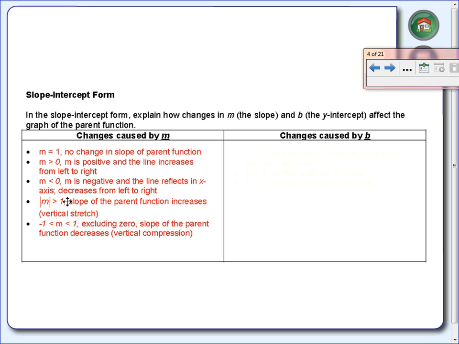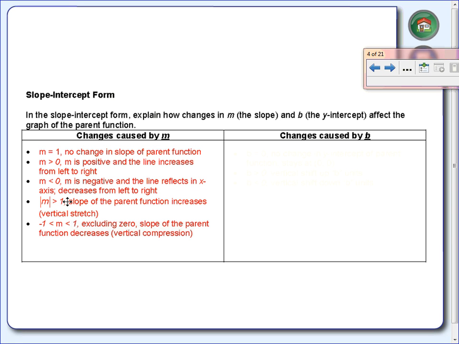And the last one there says negative 1 is less than m is less than 1. In other words, any slope value that's between negative 1 and positive 1, except for 0, the slope of the parent function decreases. In other words, we're going to have a vertical compression. We're going to squeeze it down. So it's the same transformation that we discussed back in first 6 weeks that affects our linear parent function.